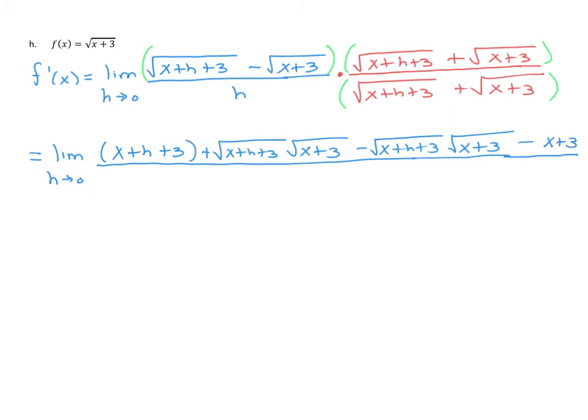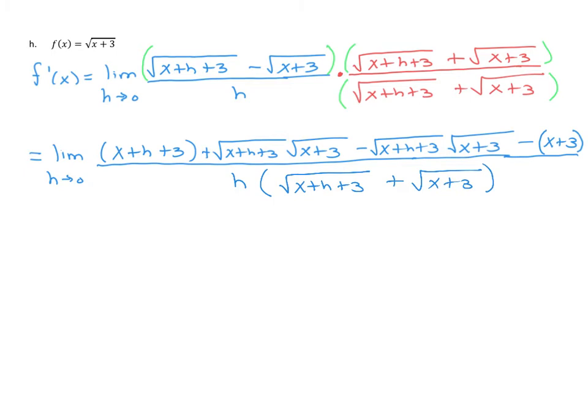And you have to be careful. That is going into parentheses because you're saying the product of these two things is negative, and it's making this entire expression negative. My denominator, like I said, I'm just going to leave as h times parentheses x plus h plus 3 plus the square root of x plus 3.